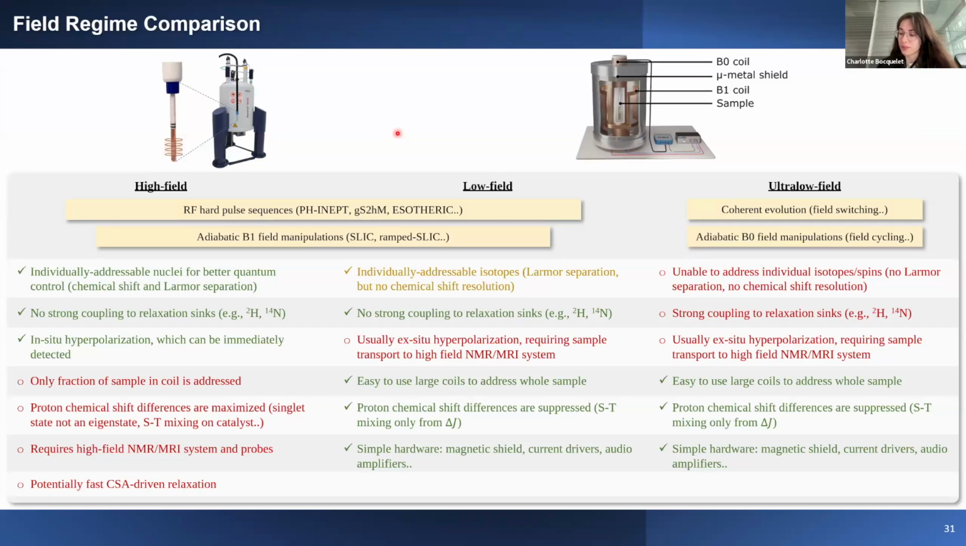Okay. And I have a very practical question, very general about pulses: what is the difference between a SLIC pulse and the regular spin lock used in CP?